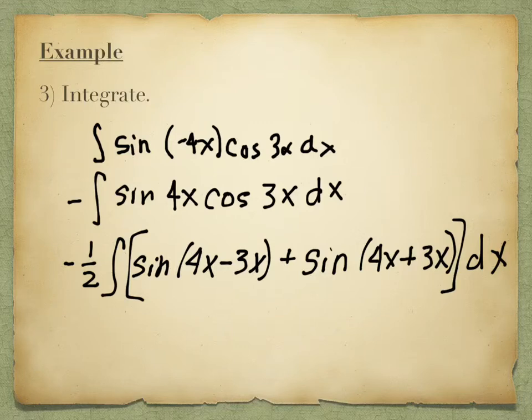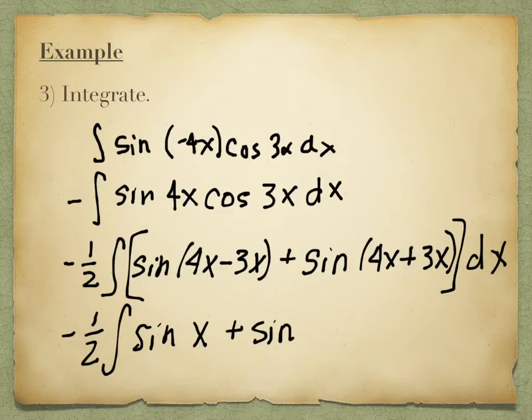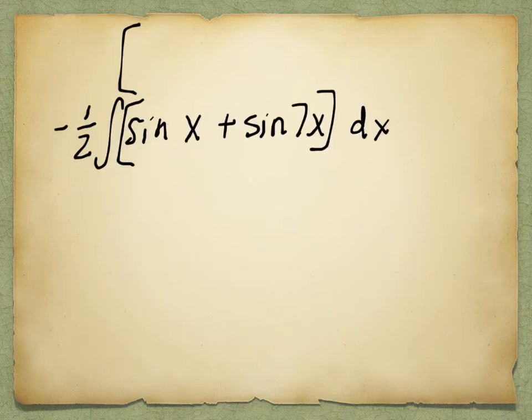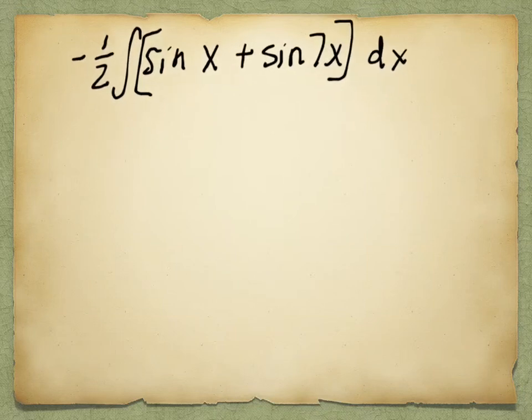All right, so I think we can simplify those pretty quickly. I have negative 1/2 the integral of sine of what? x plus sine of what? 7x dx. How come when I copy and paste, it always copies just one extra thing that I didn't need it to copy?